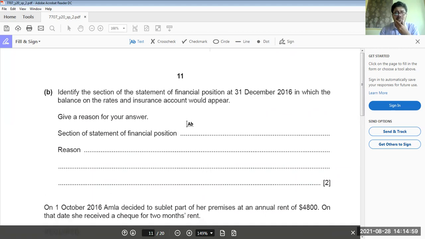Identify the section of the statement of financial position at 31st December 2016 in which the balance on the rates and insurance account would appear. Yes, current assets. Why? Because both expenses are prepaid. So they are going to appear in current assets.